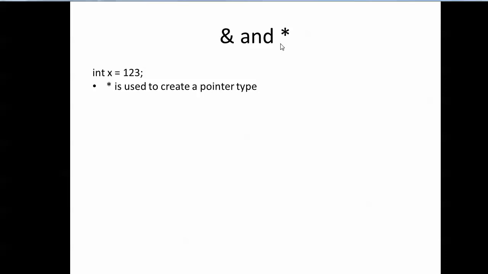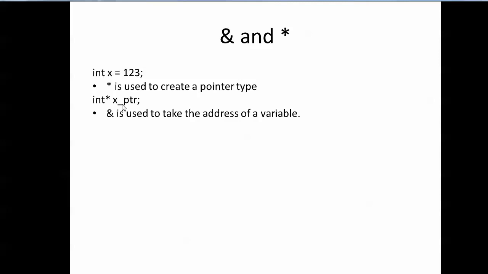We use the asterisk if we want to create a pointer type. So instead of int, we want to create what's called a pointer to int. That's how you would read this. This type right here is a pointer to int, and it has the name x pointer. You can call it anything you want, just like with any variable.